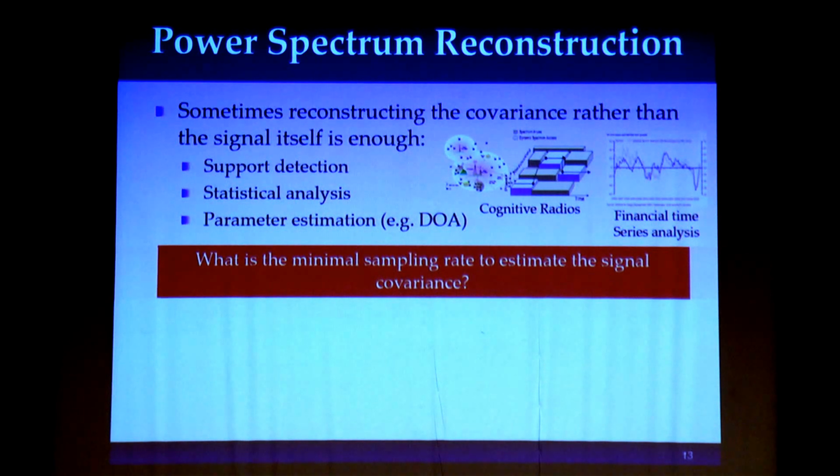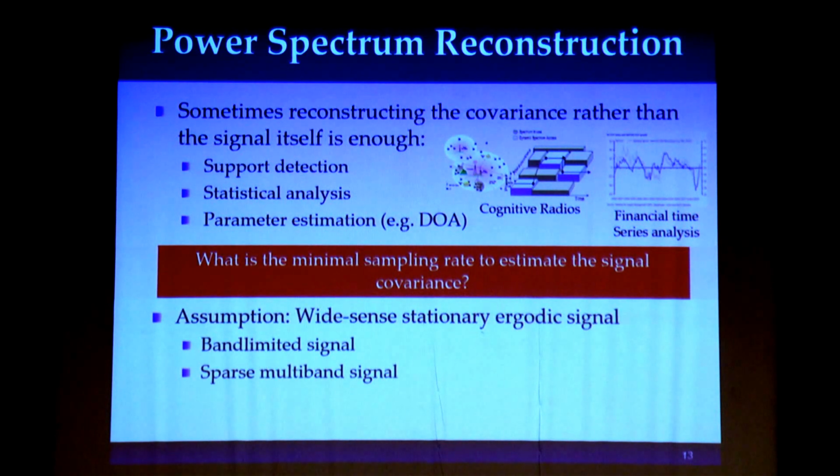And the question is, if I want to recover only the covariance, what is the minimal rate that I need to sample my signal? And we only assume, so I said we're not assuming any structure. The only thing that we are going to assume is that we have a wide sense stationary ergodic signal. And this is the only thing that we want to assume. And we'll look at two cases.